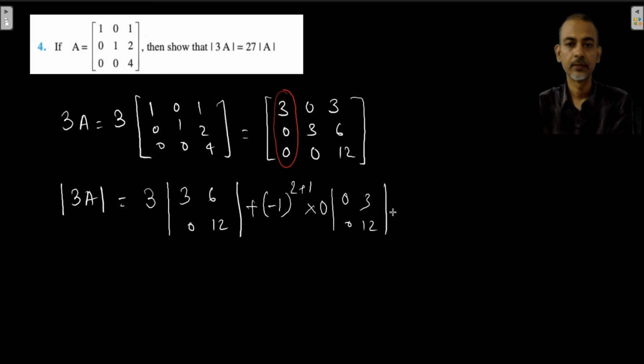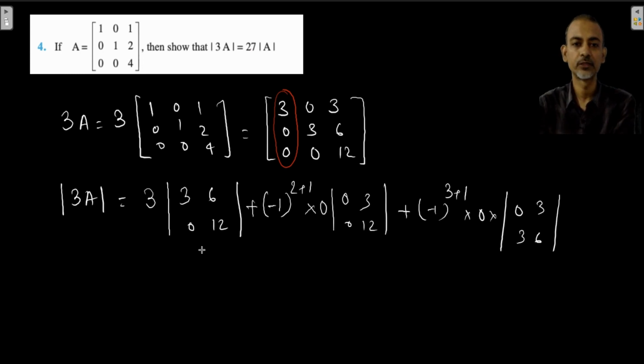Similarly, for the third one, minus 1 to the power of 3 plus 1, because this is my third row and first column. Again we take 0, and then we have 0, 3 and 3, 6. Though I have written it, you don't have to, because this term will go to 0 and this term will go to 0. So we just have to solve this one.